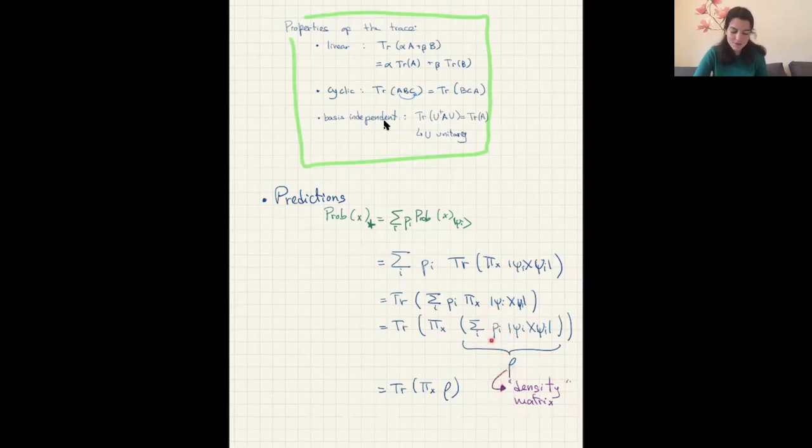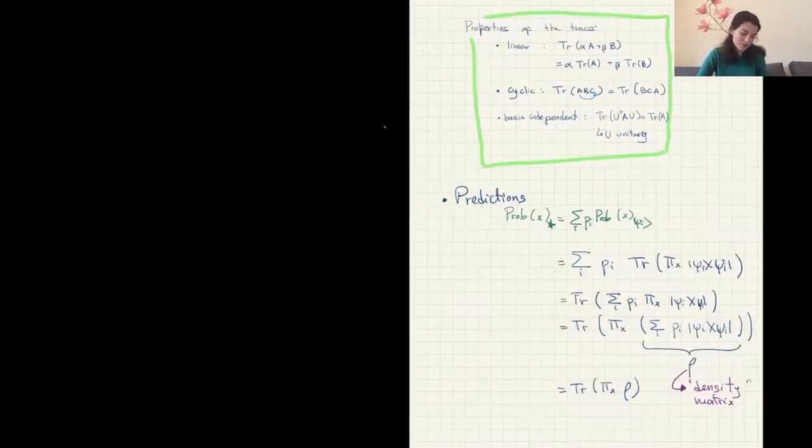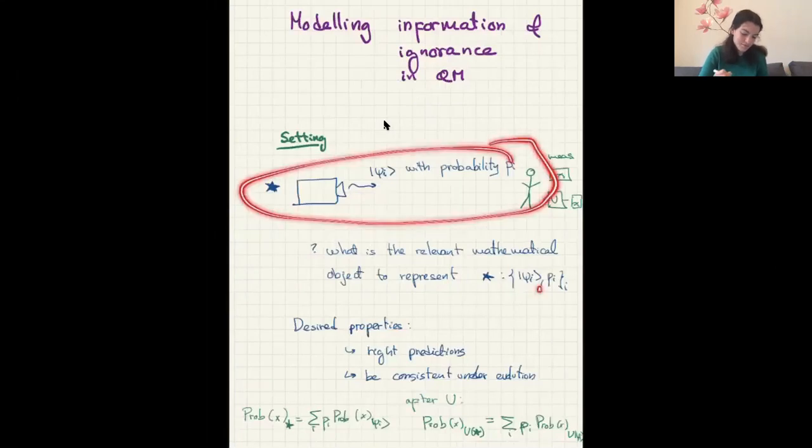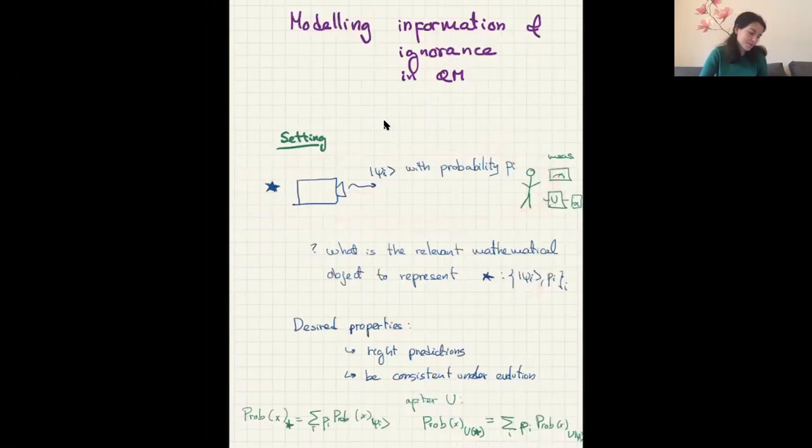Again, it applies for the discrete case or the continuous case. And in this case, in order to know the predictions, you only need to know what the density matrix is and the projector corresponding to your measurement outcome. Okay, so this is our candidate object for representing this situation that we saw here. But now we still need to see what happens if we evolve it.